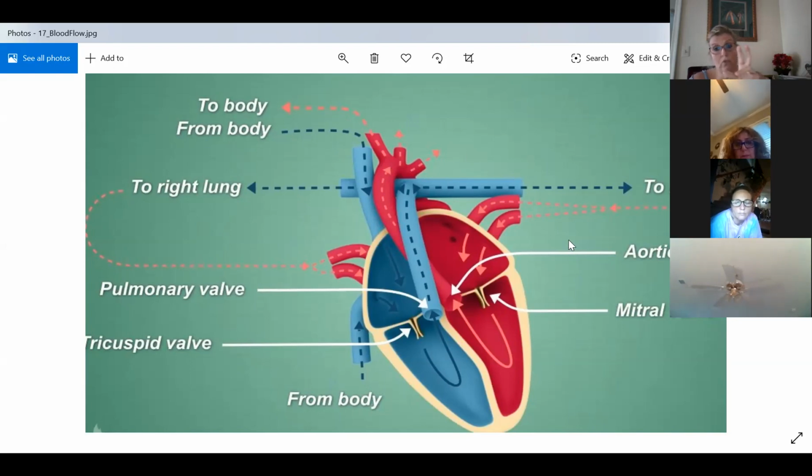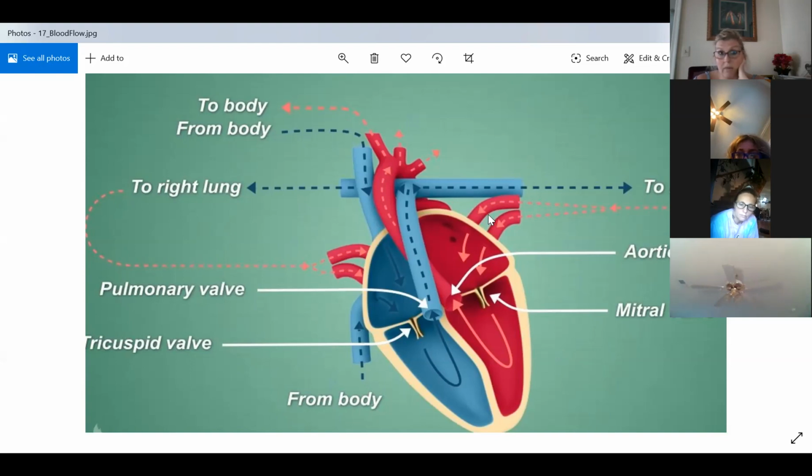And it's also going to the... how is this heart getting all of its oxygen? Lungs? No. When it leaves the aorta, it goes to the body and it goes to the coronary arteries. Because how does this heart get its oxygen and its nutrients? The coronary arteries that branch off of the aorta.